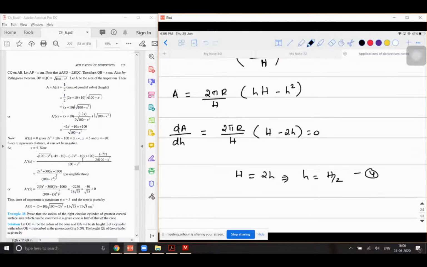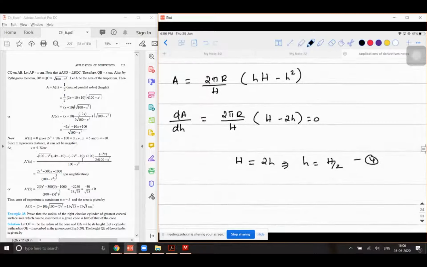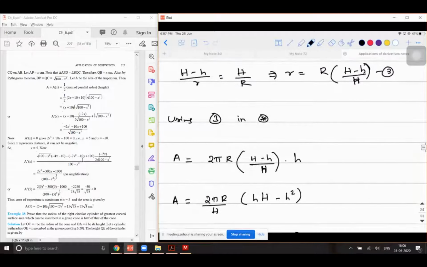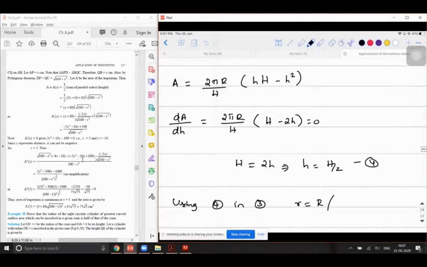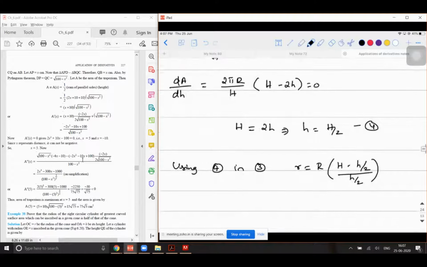If I call this 4, using 4 and 3, what do I get? I get small r is equal to capital R into, in the place of small h, I'll use H by 2, and here also you have H by 2.